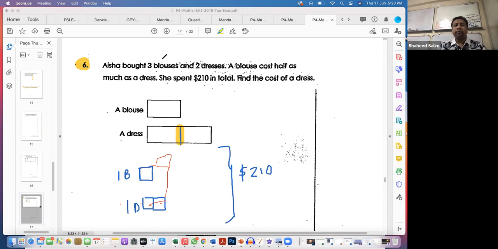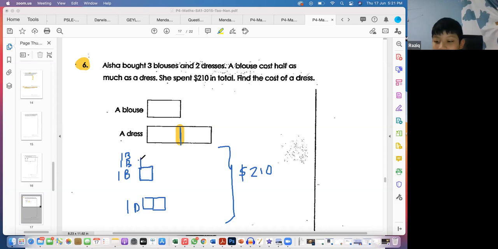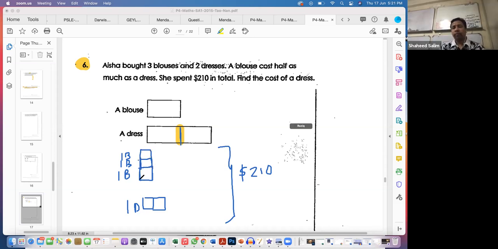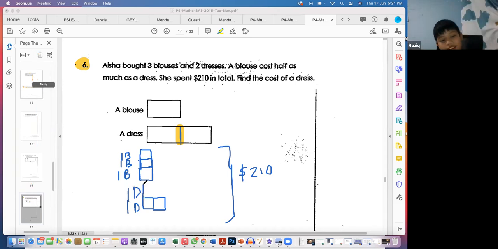Looks like 1 unit. Draw 3 blouses. Okay, I draw you. One blouse, 1 blouse, 1 blouse, 3 blouses. See? There's another blouse, another blouse. There are 3 blouses already. This is 3 blouses, right? 1, 1, 1, 3. I draw another dress now. You want 2 dresses, right? Like that.